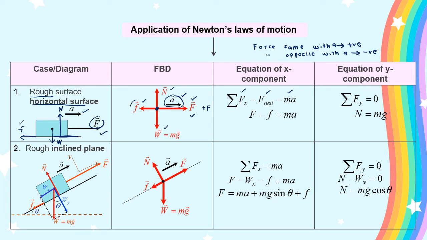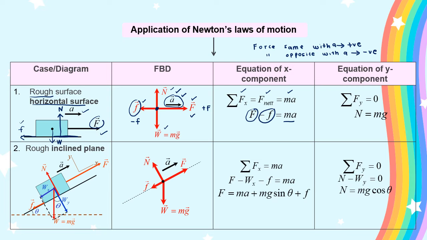But the frictional force is opposite direction to the motion, or opposite direction to a. So you can put it as negative F. To write down the equation, the external force, positive F, minus F, frictional force, equal to ma. This is the equation of the x component.